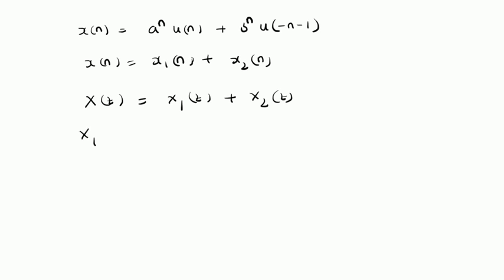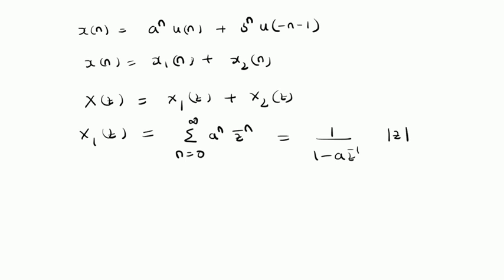So x1 of z is the Z transform of x1 of n, that is the summation from n equals 0 to infinity of a^n z^(-n), which is equal to 1 by 1 minus a z inverse, from a previous video. The ROC of this Z transform is the whole Z plane outside the circle of radius absolute value of a. So this is the Z transform of the causal component.